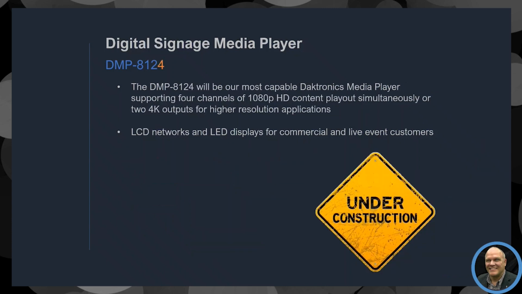Coming soon and still under construction is the 8124. That'll be our most capable Daktronics media player for LCD digital signage. That'll allow for 4 channels of 1080p content. Ideally, we would like to get 2 channels of 4K output as well for those higher res applications.